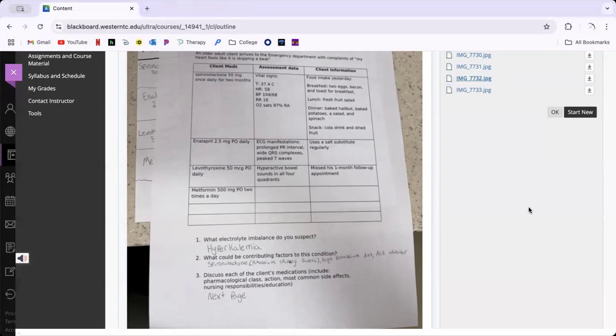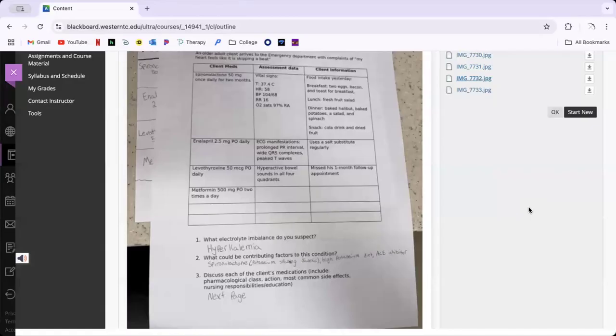What electrolyte imbalance do you suspect for this client? You said hyperkalemia? Okay. Tell me what helped you find that decision. The ECG. Okay, the ECG was telling me what? The prolonged QRS and PR intervals. Okay. Classic symptoms of hyperkalemia. Good.